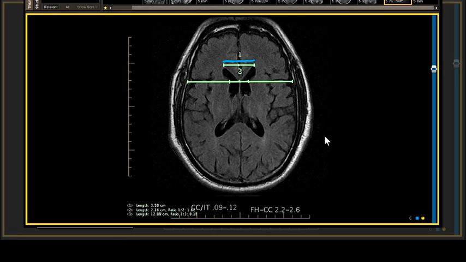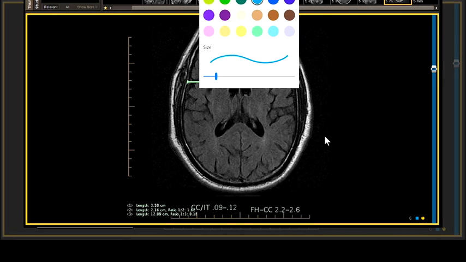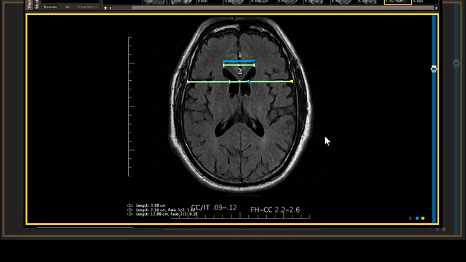Then you've got your inner table width, which I would draw at the maximal indentation of the caudate, which is right here. So I'm going to use a different color for that. Let's try something yellow. You go from inner table to inner table. So that'll be another measurement.